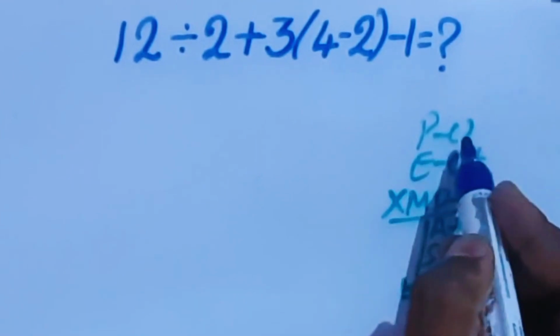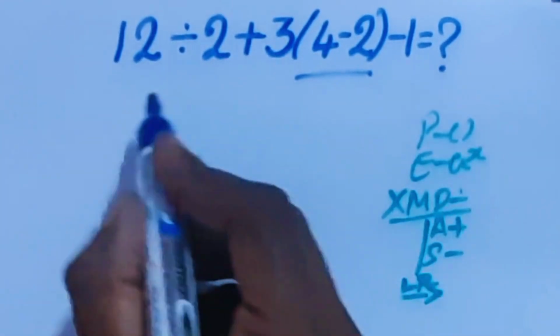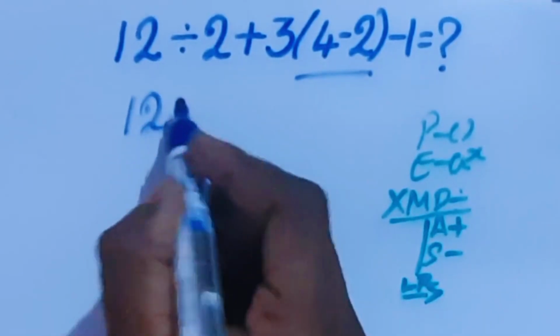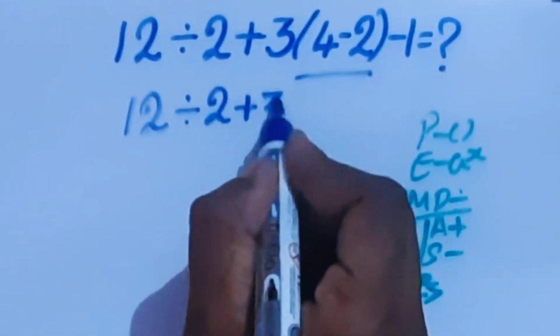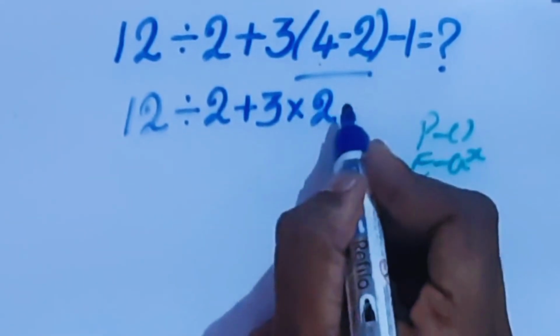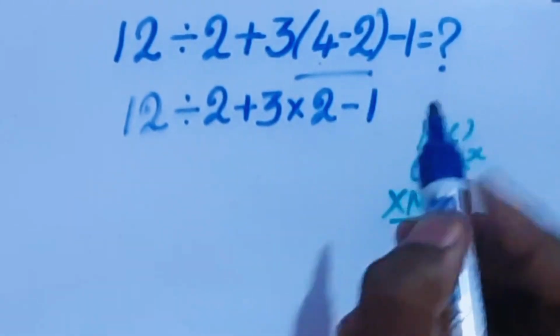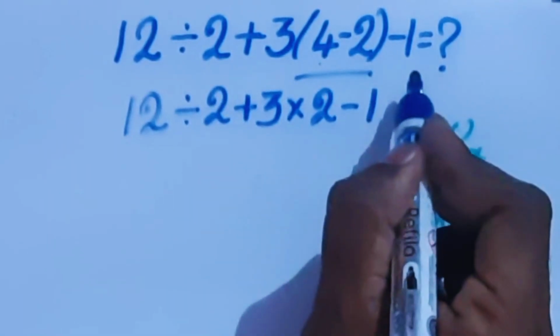Here, as per the order of operations, the bracket is higher priority. So we have to do the bracket before any other operation. So 12 divided by 2 plus 3 times the bracket. The bracket here is 4 minus 2, which is 2, minus this 1. The next priority is exponent. We don't have an exponent in this problem.